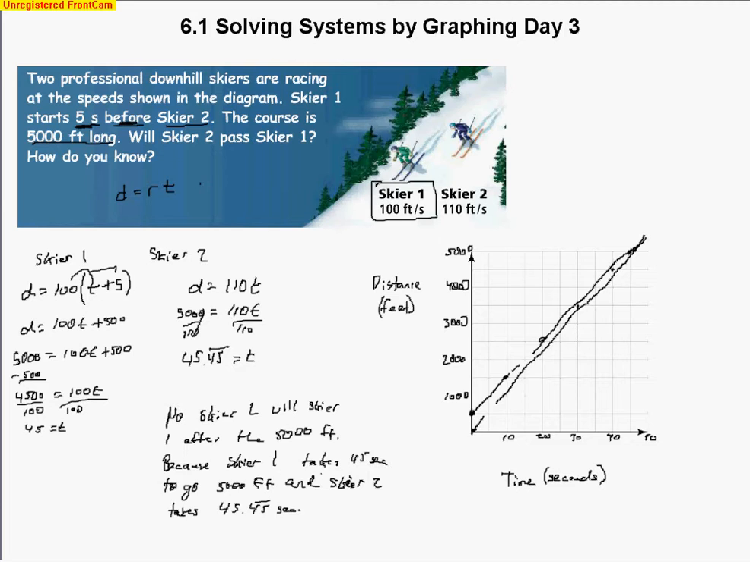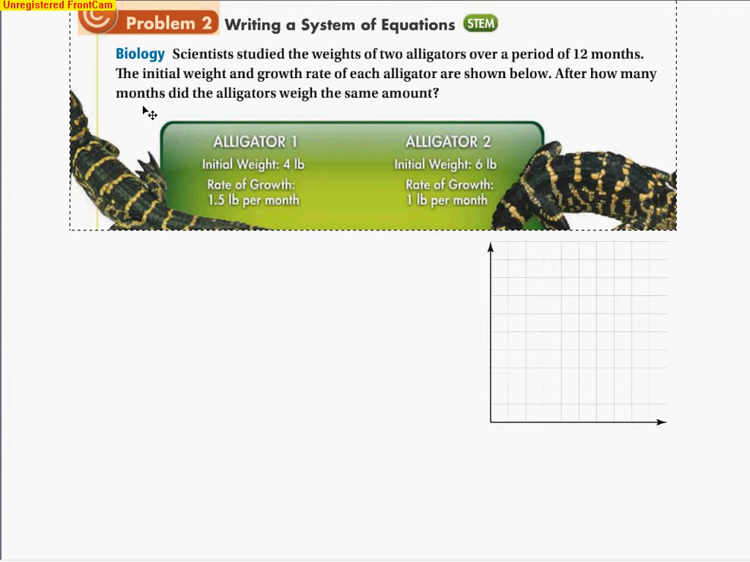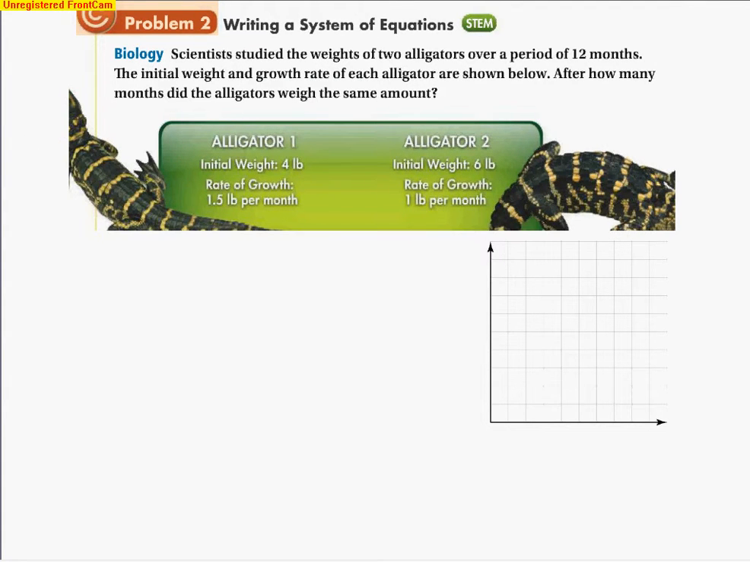Let's take a look at another type of problem that we might end up seeing. It says, scientists study the weight of 2 alligators over a period of 12 months. The initial weight and growth rate of the alligators are shown below, so they're right in here. And then it says, after how many months did the alligators weigh the same amount? And so let's go ahead and try to write an equation for them and identify what the variables represent as well.